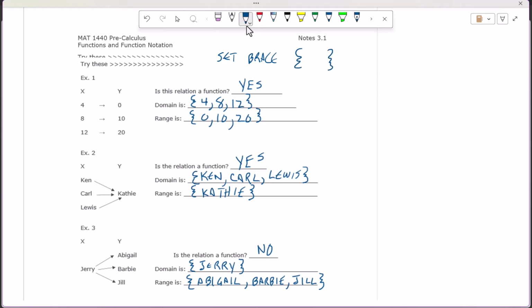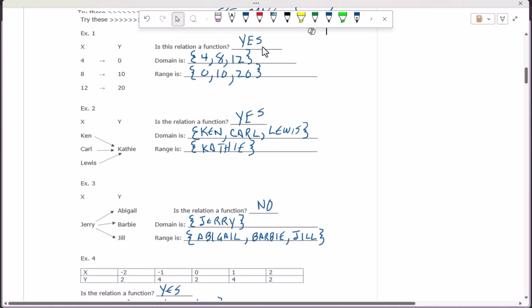Okay. Now this example 2, it doesn't have to be numbers. It can be names. It can be letters, shapes, all kinds of things. So this is a function, yes. The domain is Ken, Carl, and Lewis. The range is Kathy. Again, every element in the input goes to one element in the output. So in other words, I think all of these 3 guys are really into Kathy. So that is a function. They really like that girl.